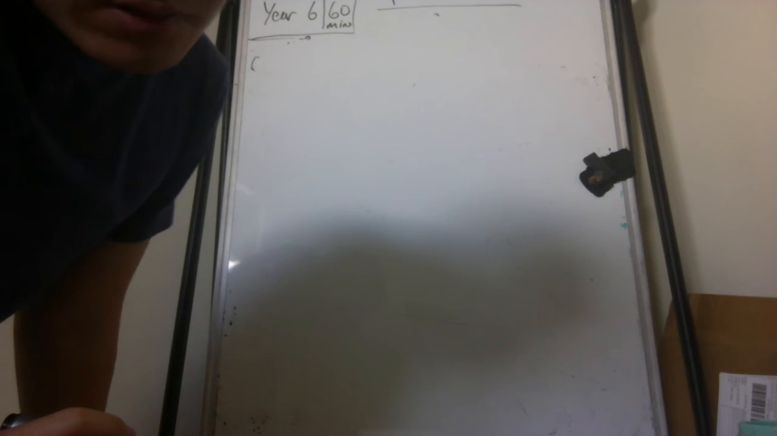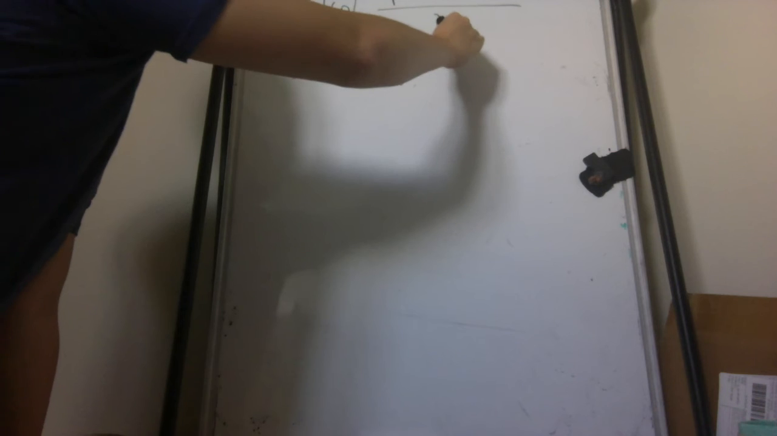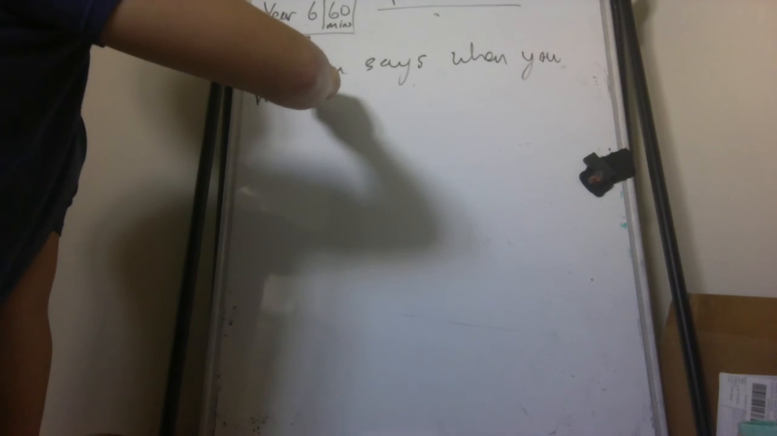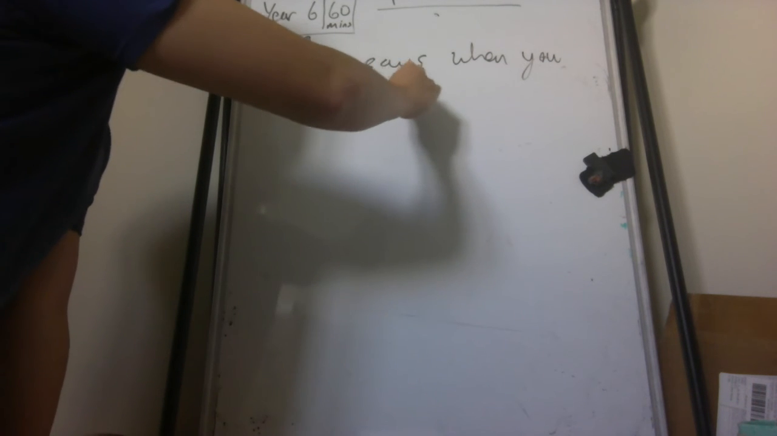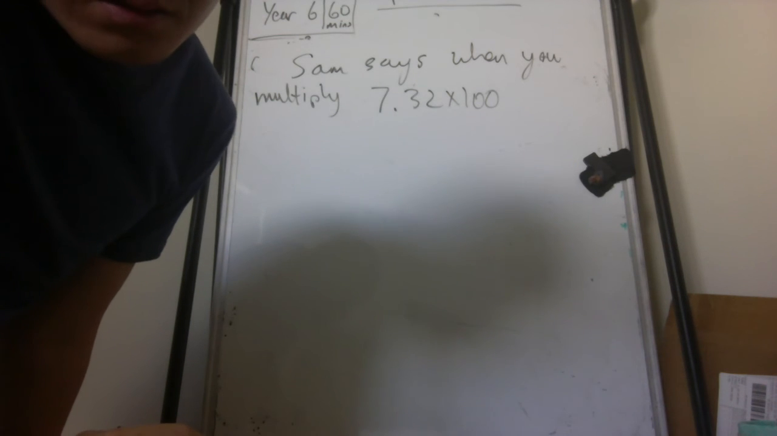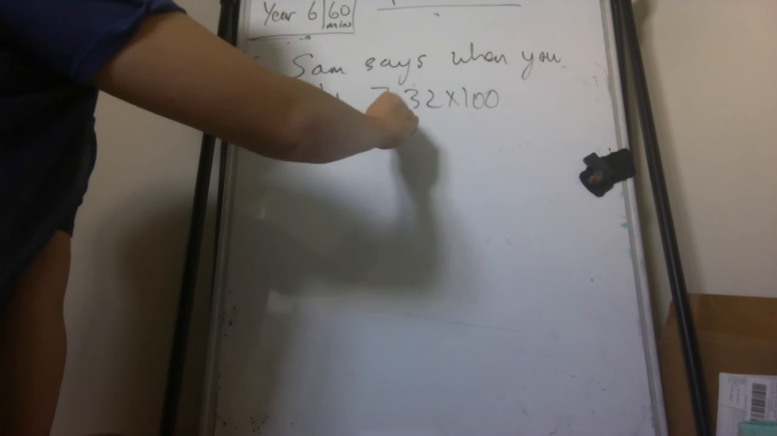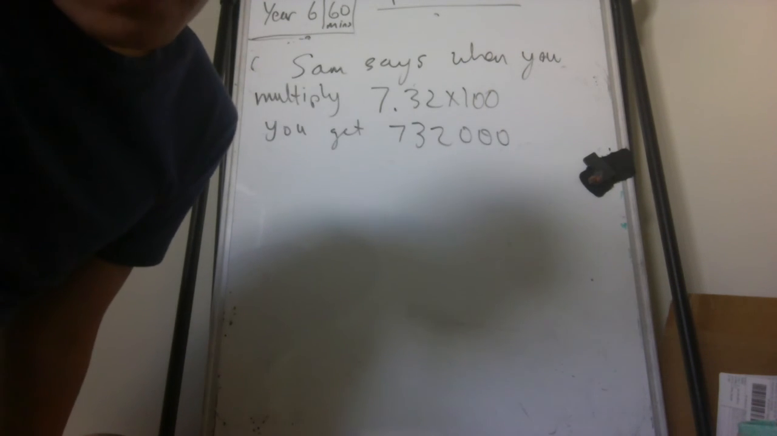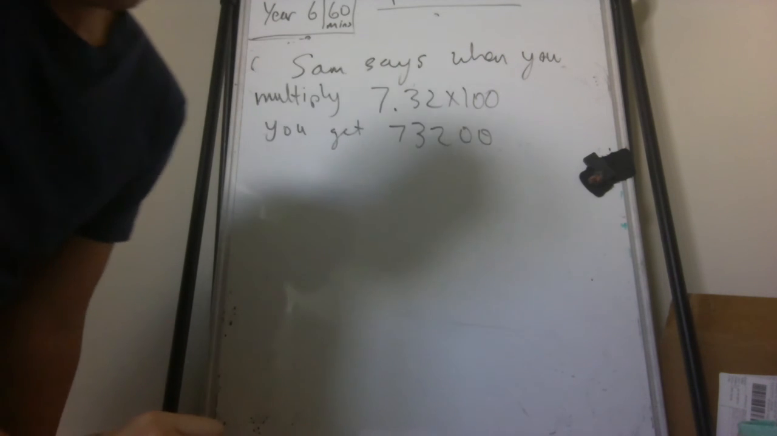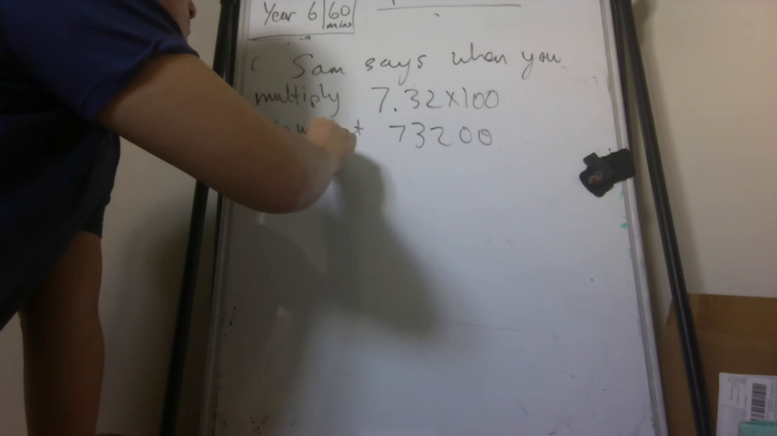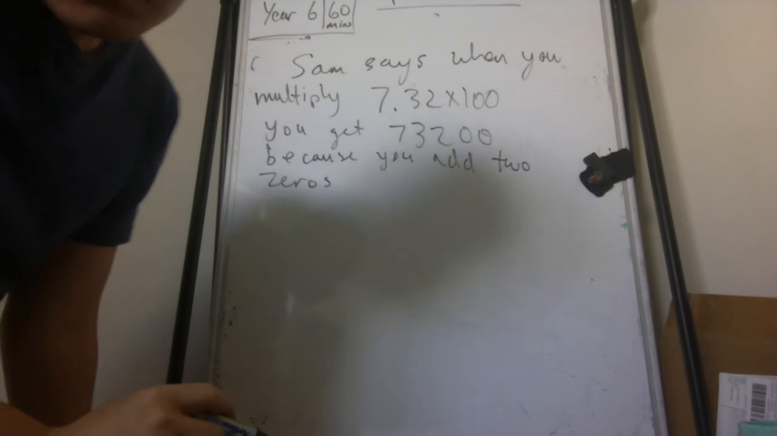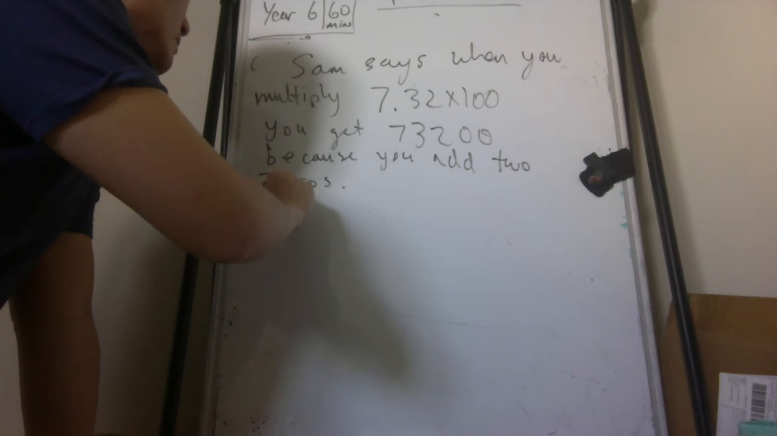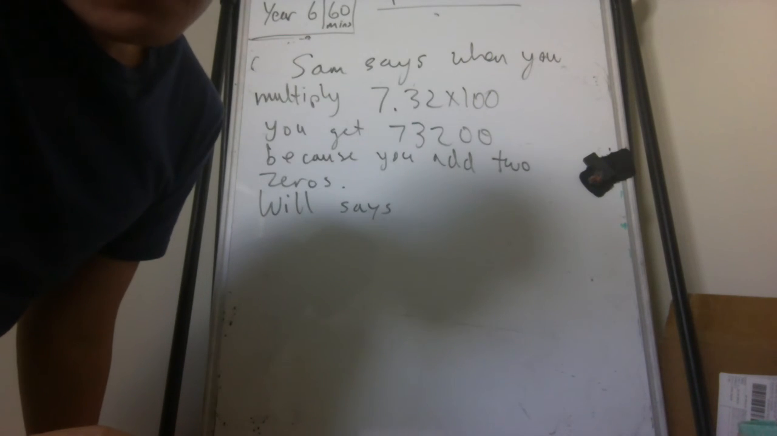Okay, so Sam says when you multiply, so this is 7.32 times 100. So when you do this multiplication, you get 732,000 or 73,200 because you add 2 zeros. Okay. Will says that can't be right. The answer is 732 because the decimal place moves.